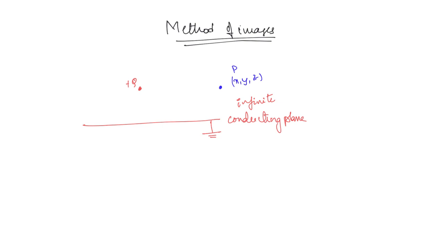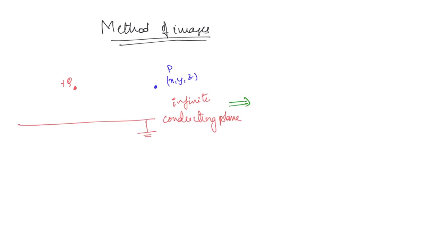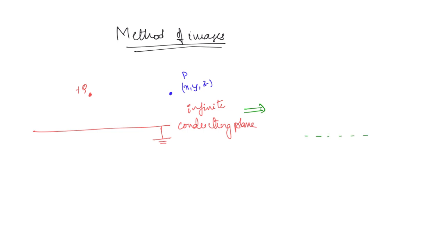It just says that whenever there is a charge and a conducting plane like this, you just have to replace this with an equipotential surface. So in place of the conducting plane, you have an equipotential surface, and here there is a charge plus Q. Let's say the distance is some h. On the opposite side, at the same distance h, you are going to have another charge minus Q of equal magnitude but opposite sign.